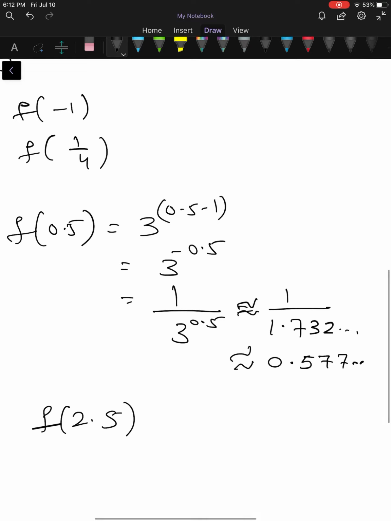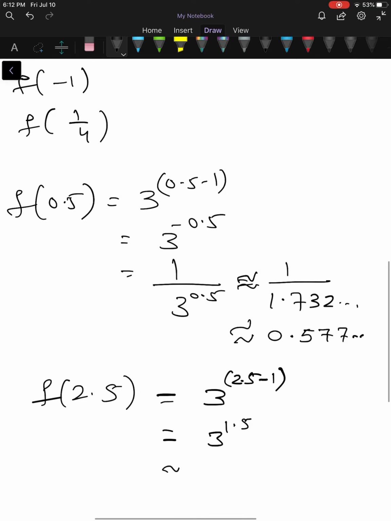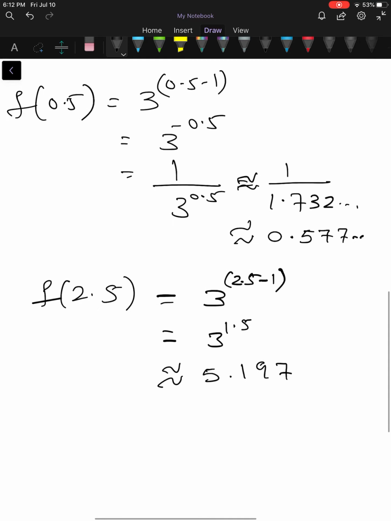Then if we have f of 2.5, that would be 3 to the power of 2.5 minus 1, so that would give us 3 to the power of 1.5, correct? So 3 to the power of 1.5, I'm doing it using the calculator, so that would be approximately 5.197. Okay, and you can check this.